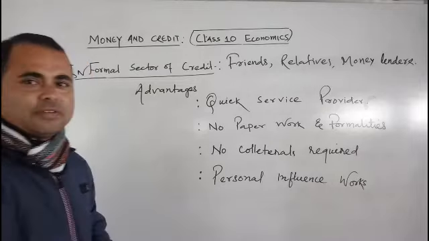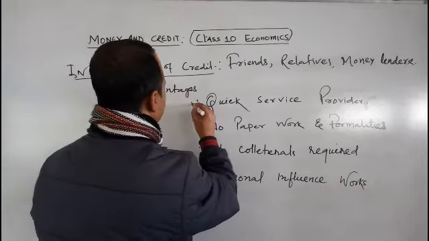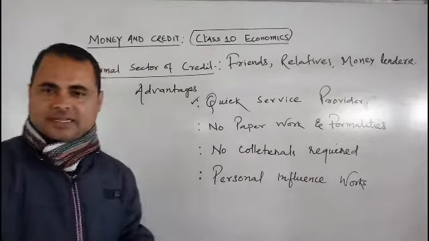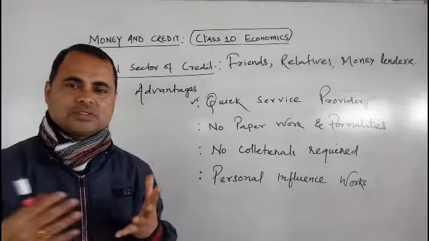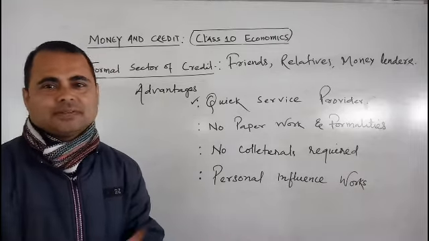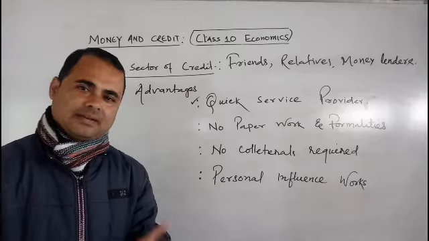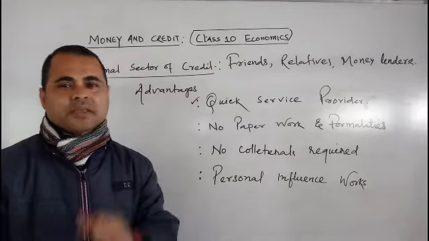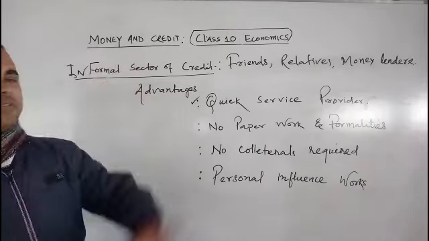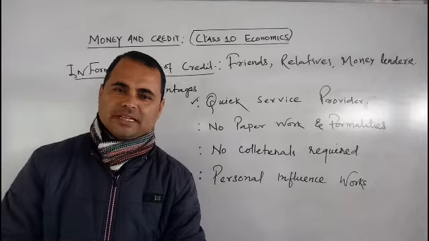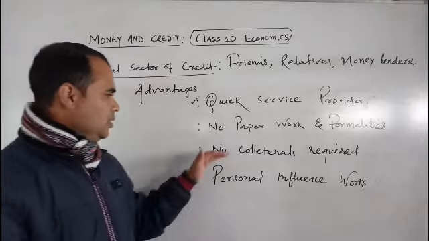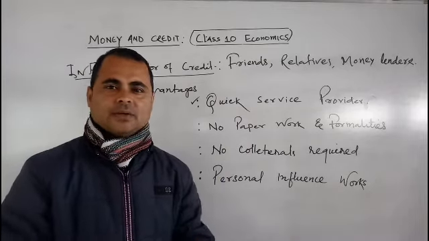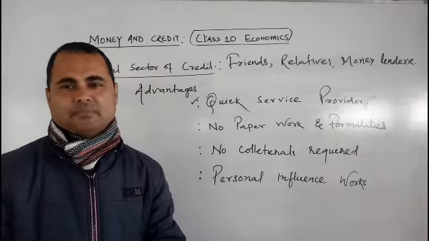Some of the advantages are, first, it is a quick service provider. Within no time you can get a loan in informal sources of credit. You just go, your personal influence will work, and you will get the money in a very short time. No paperwork and formalities: in informal sources of credit, much paperwork and other formalities are not there. Another, no collaterals required. Collaterals are not asked by the money lenders.